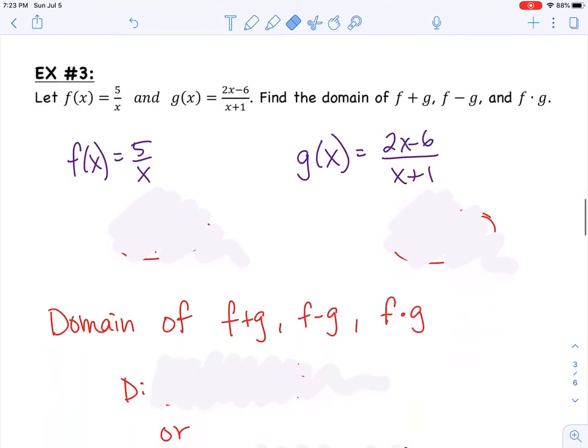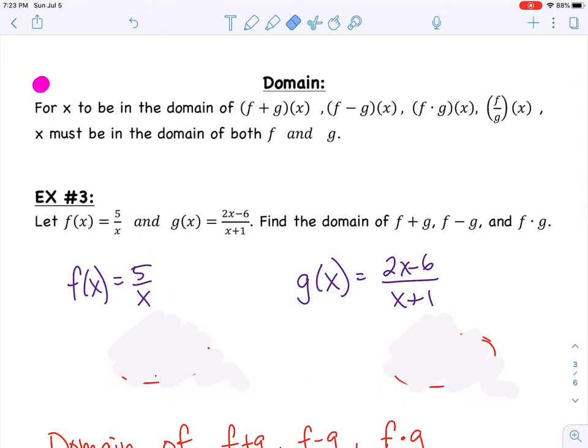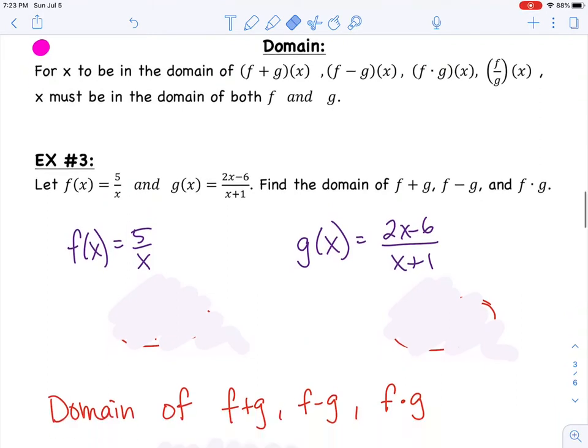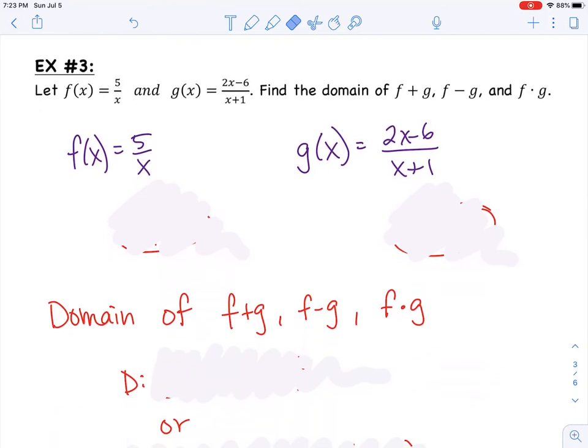So, if x is not in one of those domains, well then it's not in the combination of their domains either. Let me show you what I mean by that. Example number 3 says, if f of x is 5 over x, and g of x is 2x minus 6 over x plus 1, find the domain of them added, subtracted, and even multiplied.